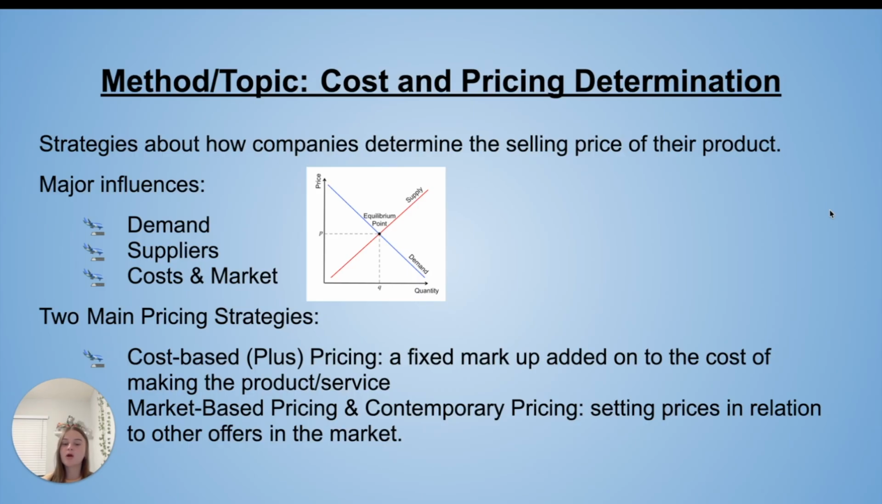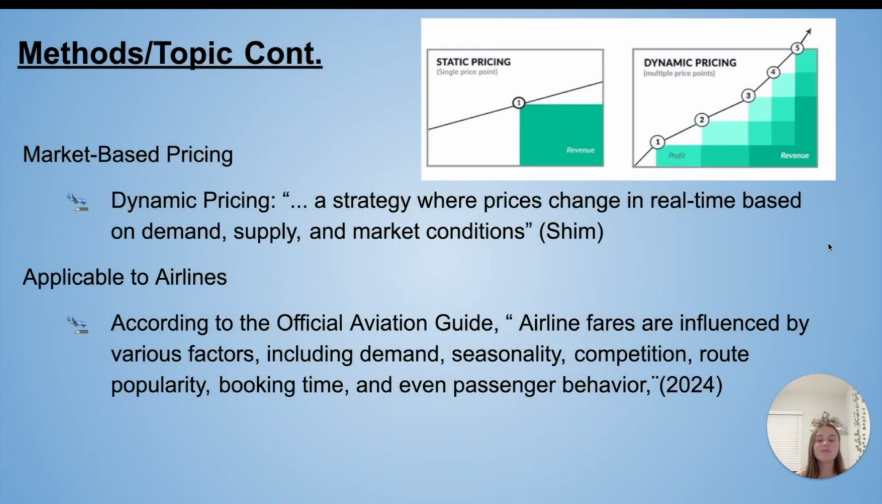then market-based pricing is setting your prices in relation to other offers on the market, which is what we see United Airlines executing. Within market-based pricing, there's two different types. There's static and dynamic. United Airlines really operates with a dynamic pricing strategy. So that's a strategy where prices are changing in real time based on the demand, supply, and the market conditions.